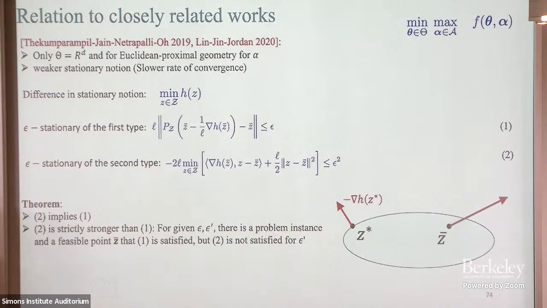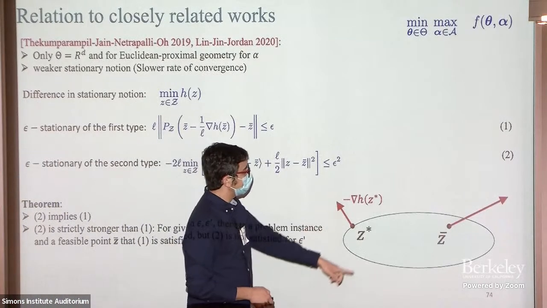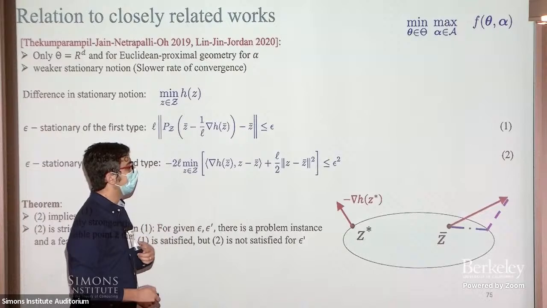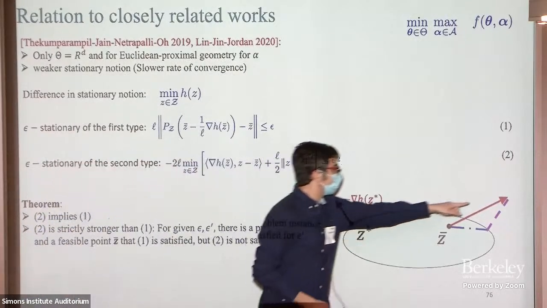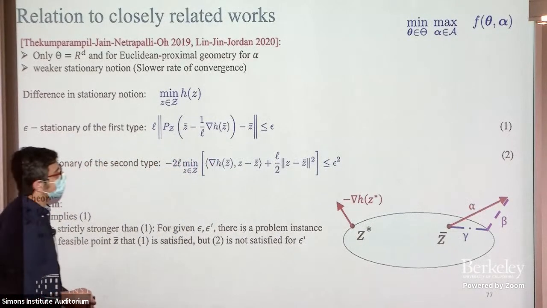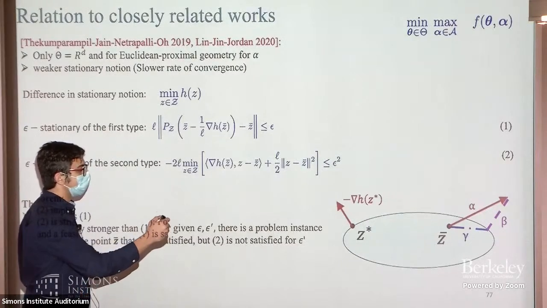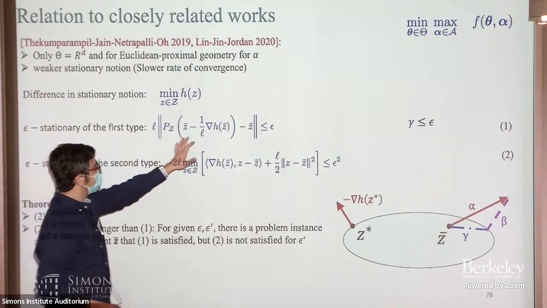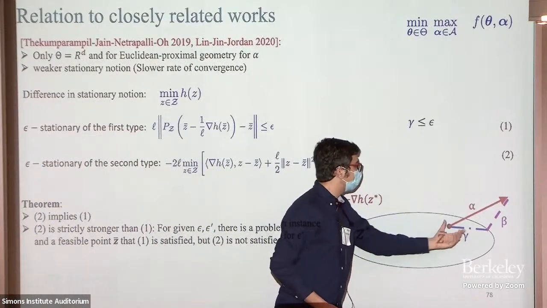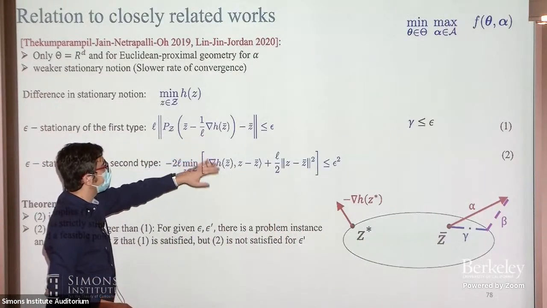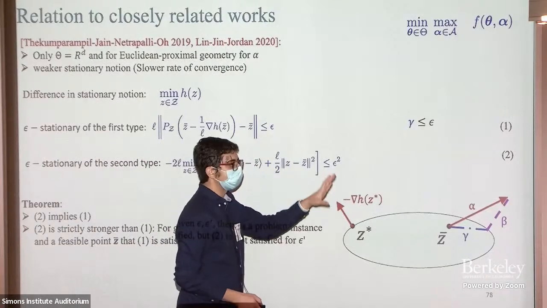Now, if you have another point, Z bar, that's not optimal, meaning that when you go in the negative direction of the gradient and project back, you come to a different point, I'm going to form this triangle. And I'm going to use alpha, beta, gamma to denote the lengths of the different sides of this triangle. The first stationary notion says that after you project, this point minus this point should be less than or equal to epsilon. I ignore the normalization with the Lipschitz constant; I assume the Lipschitz constant is 1 for simplicity.